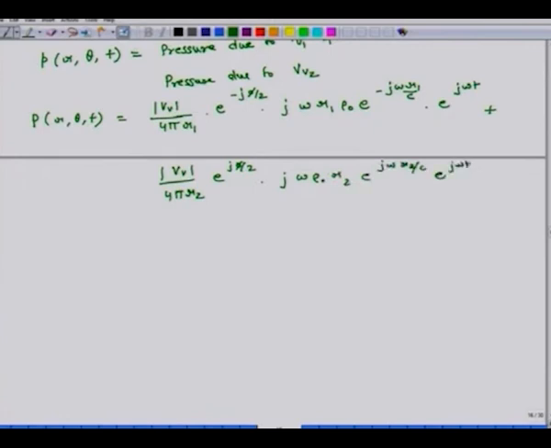Now, I am going to simplify this whole thing. I have several things common. So, it is VV over 4 pi, and then j omega rho naught is common, and so is e to the j omega t, and then I have two terms in parenthesis.